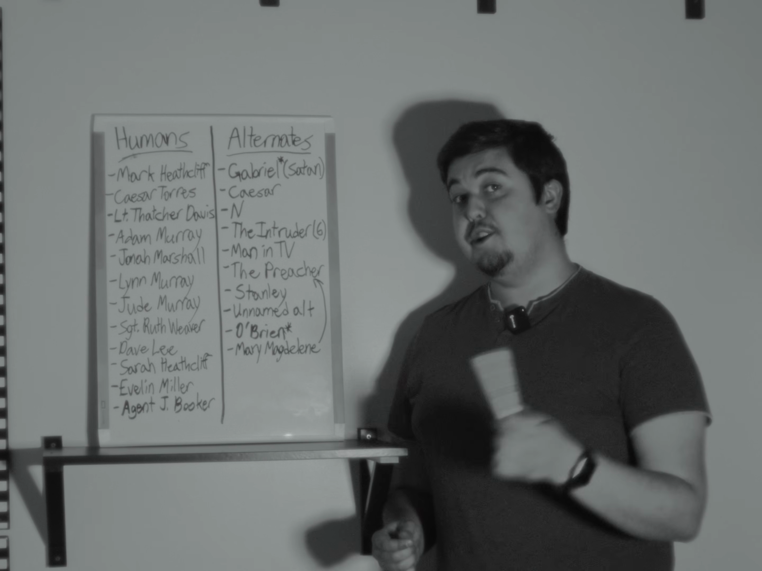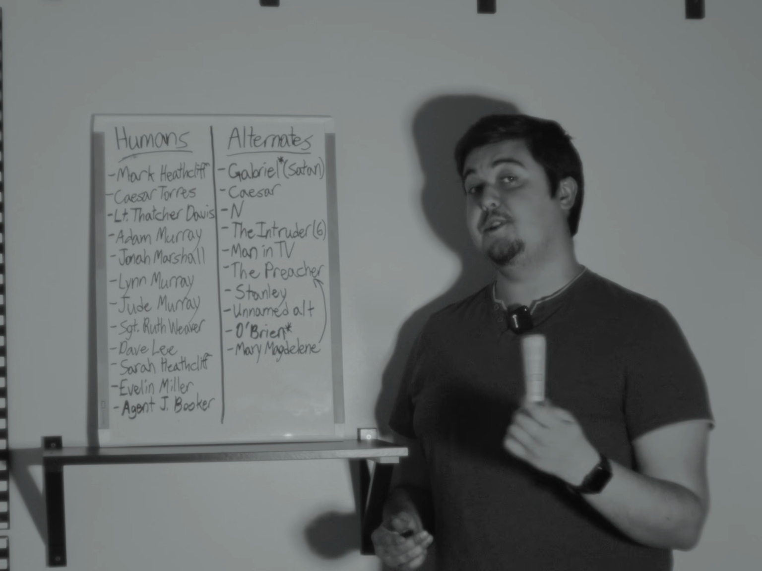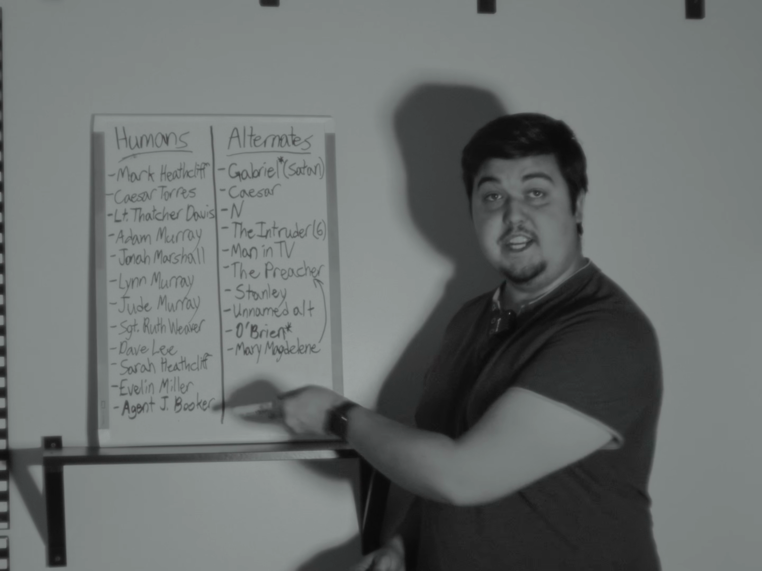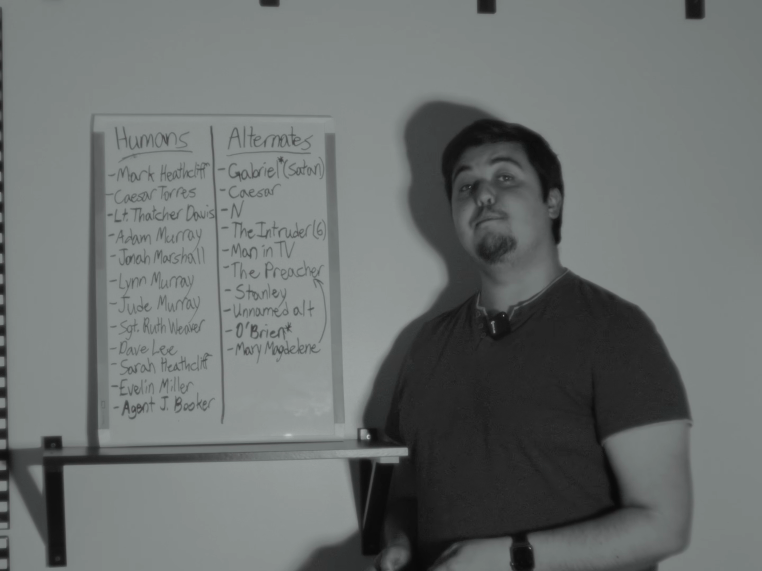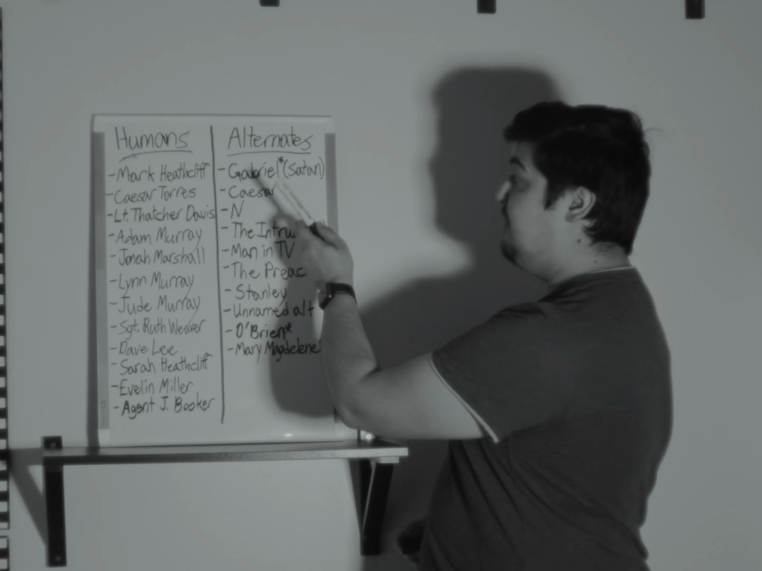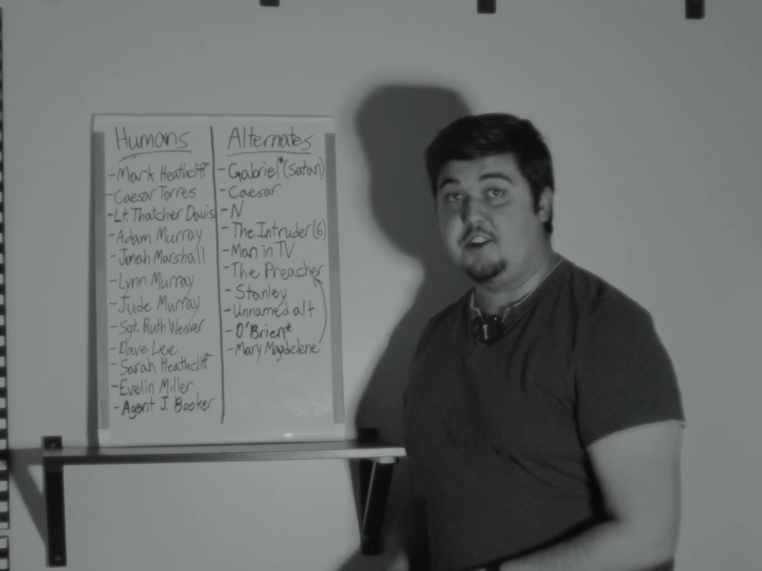And here we have one new character mentioned, as well as the return of someone from the very beginning of the series. First, of course, we have Agent J. Booker from the Department of Temporal Phenomena, and on the alternate side, we have the return of the alternate of Nicholas Berenger, or N.